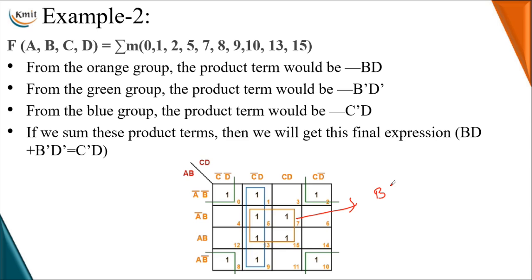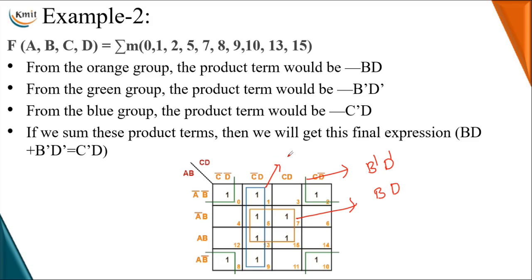The first problem had input variables P and Q. Here they have mentioned the variables are A, B, C, D, so we have to write the minimal expression in terms of the given variables A, B, C, D only. If you write it, the first group gives the minimal expression BD, and the corner minterms give B bar D bar. Now, in order to cover minterm 1 and minterm 9, I am using already covered minterms 5 and 13 in the first group.